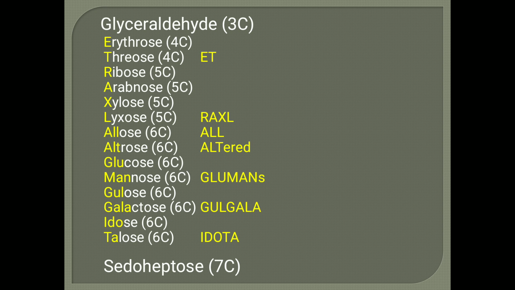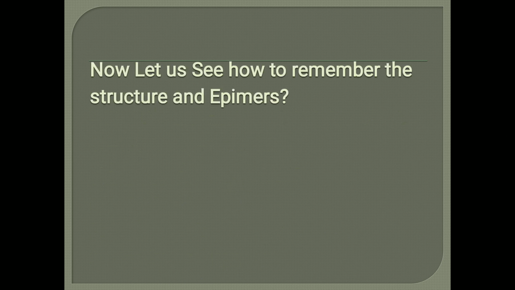Then there is another keyword there, which is nothing but the only choice of the heptose sugar, that is pseudoheptulose. Okay, ET is representing erythrose and threose. Raxyl is representing ribose, arabinose, xylose and lyxose. Ol is representing allose. Alt is representing altrose. Glucans is representing glucose and mannose. Gulgala is representing gulose and galactose. And idota is representing idose and talose. Okay, let us see the keyword now.